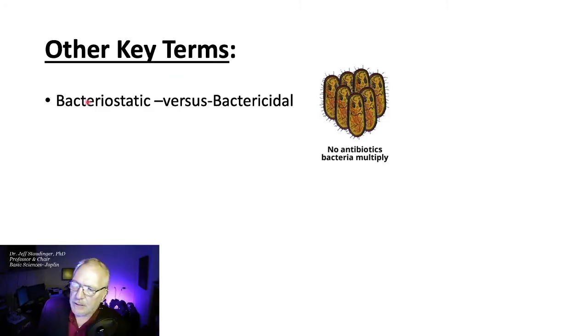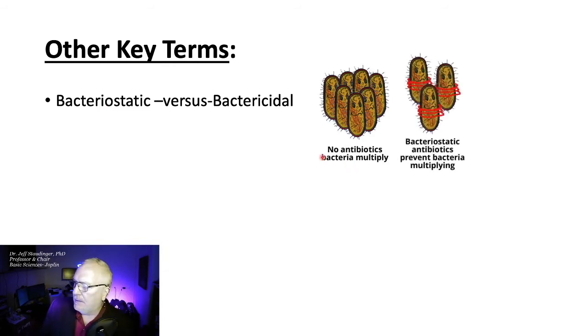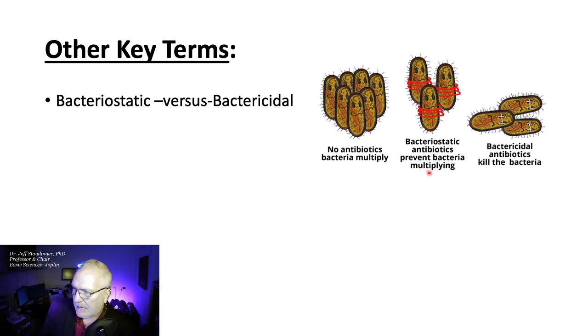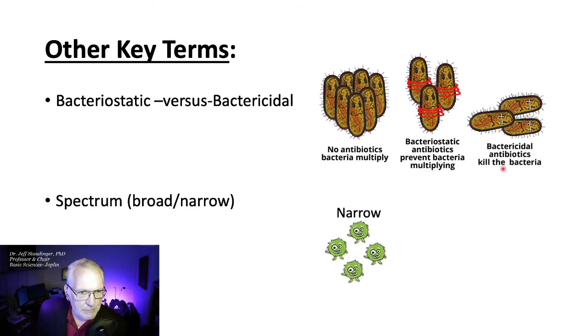Other key terms include bacteriostatic versus bactericidal agents. In the absence of antibiotics, bacteria can multiply. Bacteriostatic antibiotics prevent bacteria multiplying, and bactericidal antibiotics kill the bacteria. There's differences in their spectrum. Some antibiotics are broad spectrum, while others are narrow.